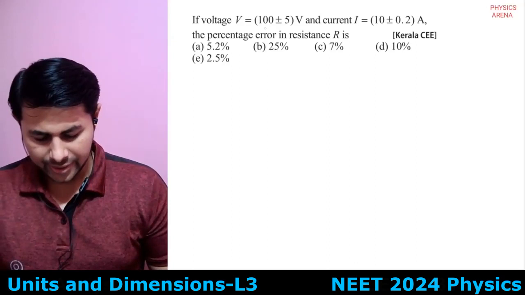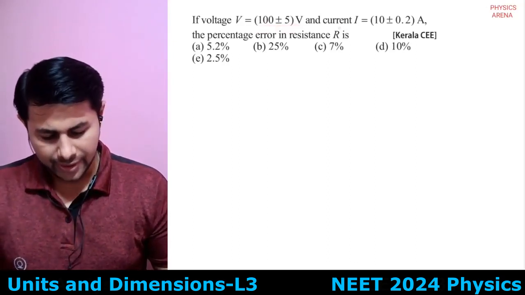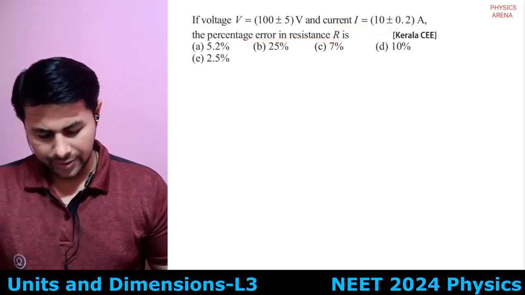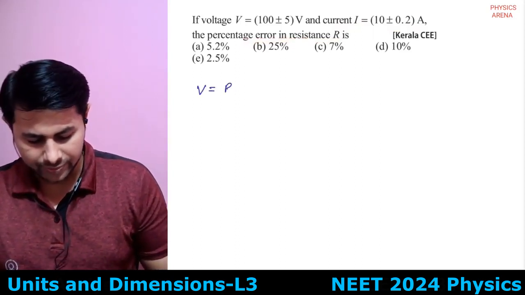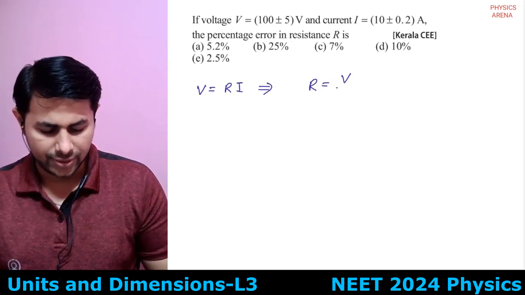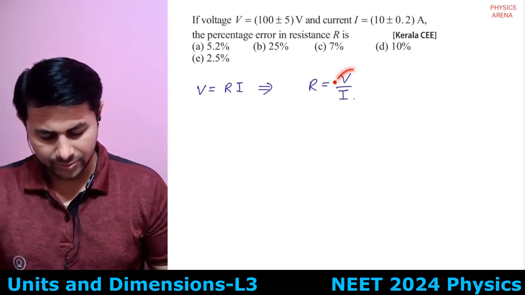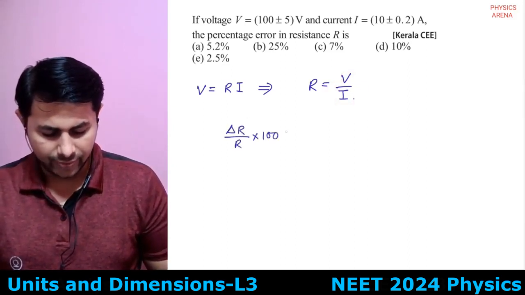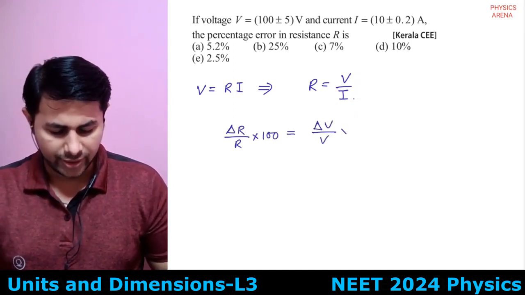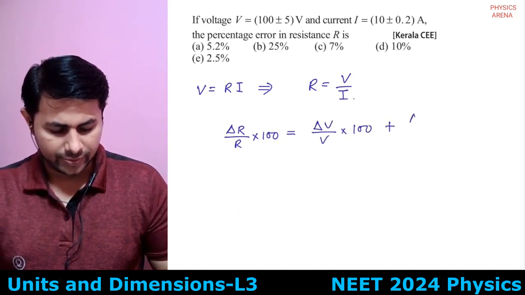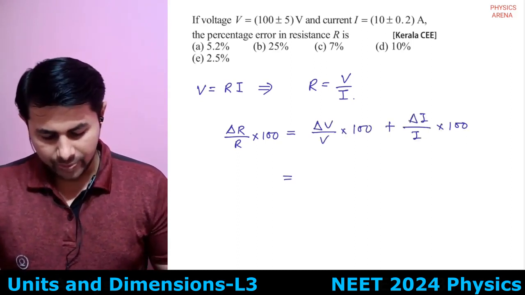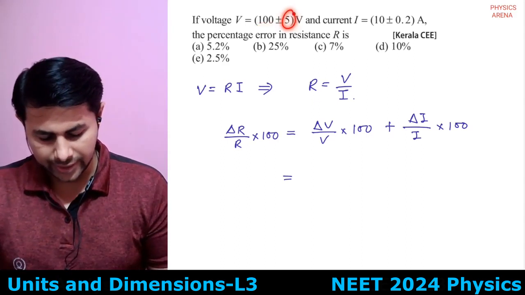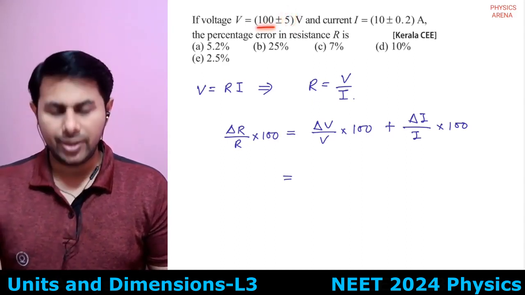If voltage V equals 10 plus or minus 5 and current is 10 plus or minus 0.2 amperes, the percentage error in resistance is? So how do we find it? We know V is equal to Ri, so R equals V upon I. This is a division of two quantities, and we know the formula: the percentage error in R is equal to the percentage error in V plus the percentage error in I. So that is delta V upon V. This is delta V and this is V, where delta V is the mean absolute error and V is the mean value of the quantity.